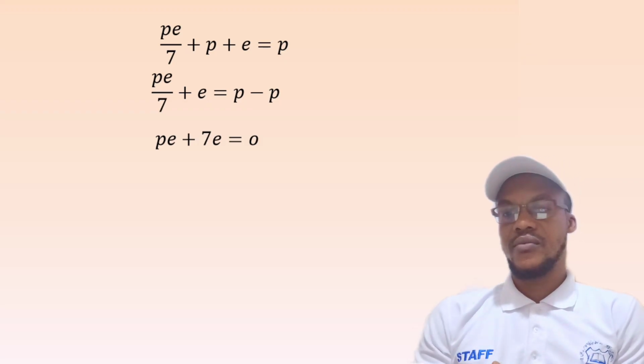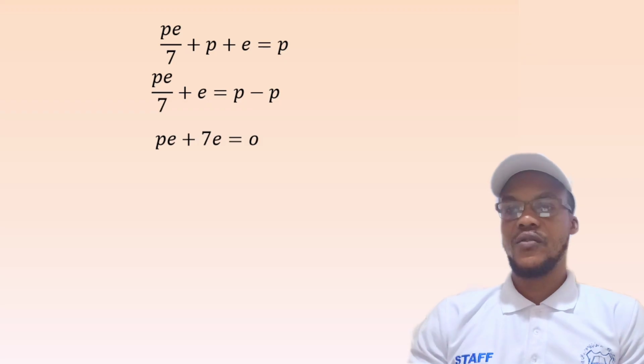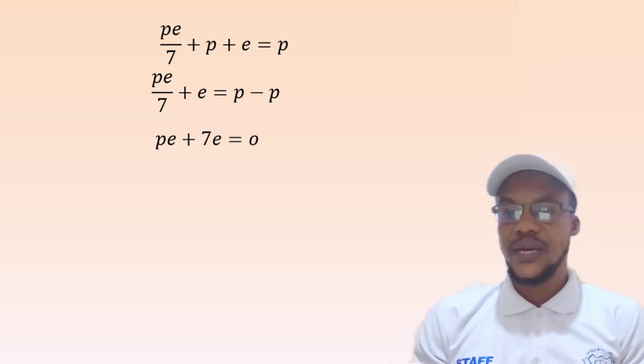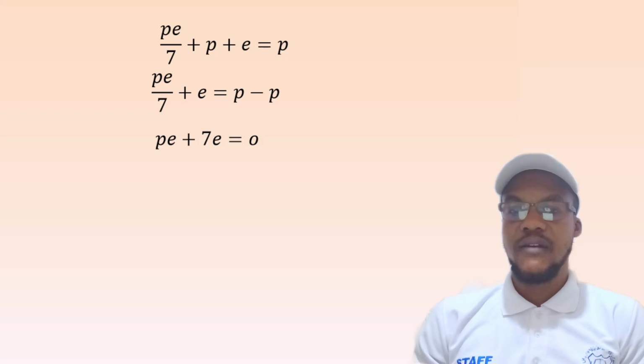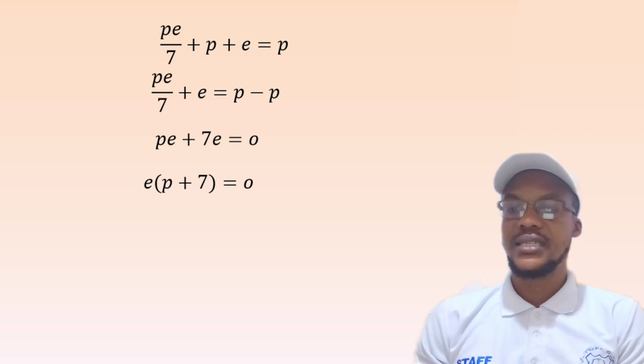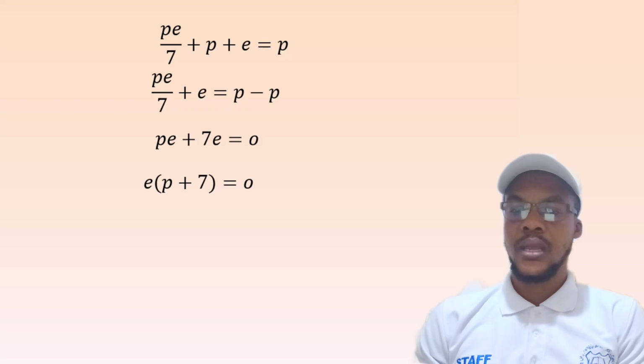Yes. The 7, if you find what the LCM of that and multiply through, this is what you are going to have. What do we do? Once we have this, then we can factor E out. Okay, if you factor E out, then we are going to have E multiplying P plus 7, which is equal to 0. How do we find E?